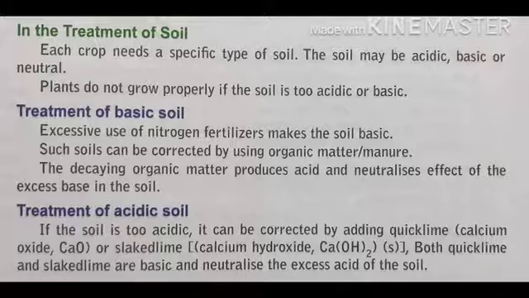Now the treatment of acidic soil. If the soil is too acidic, it can be corrected by adding quicklime, that is calcium oxide, CaO is the chemical formula, and slaked lime, calcium hydroxide. The chemical formula is Ca(OH)2. Both quicklime and slaked lime are basic and neutralize the excess acid of the soil.